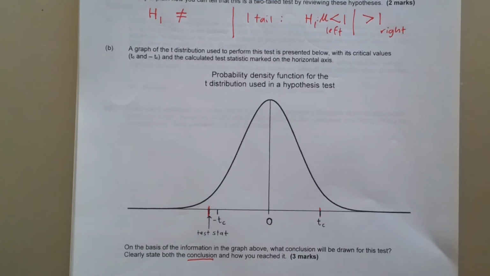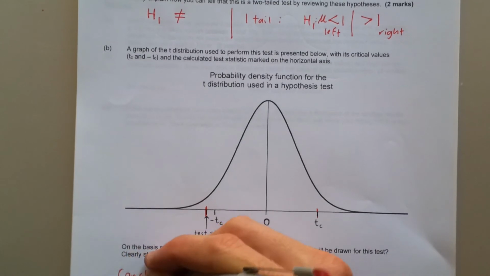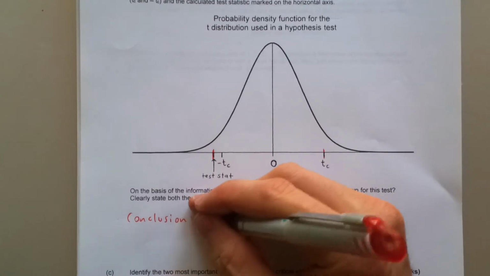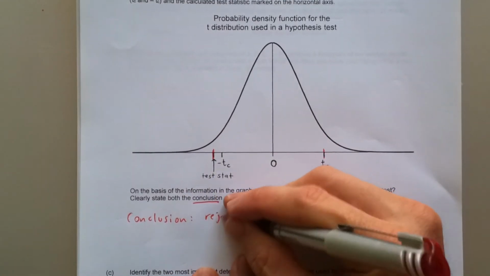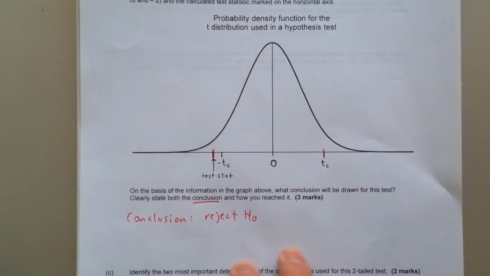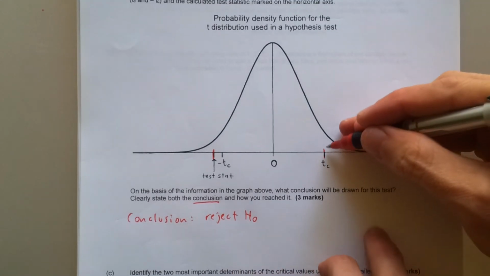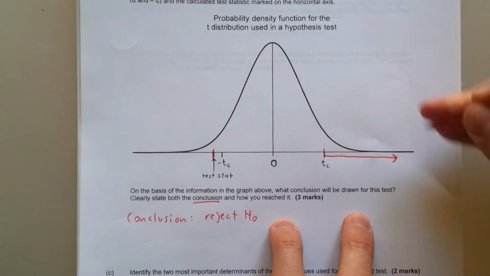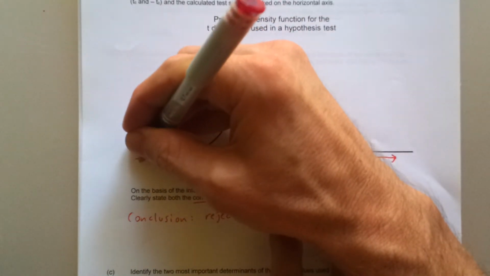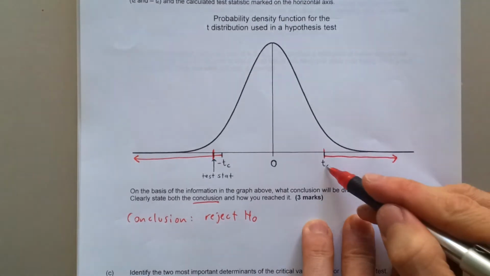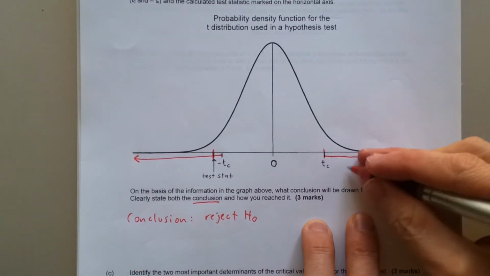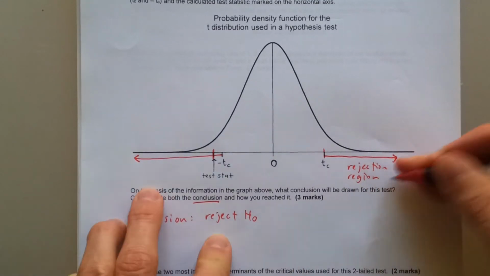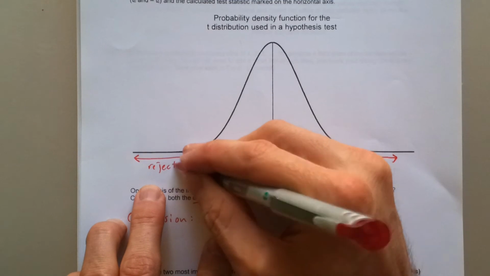Now the conclusion that we will reach for this test is going to be that we will reject H0. These critical values set up a rejection region, which is the values above TC and below negative TC. So this is the rejection region, or half of the rejection region, and this is the other half for the two-tailed test.